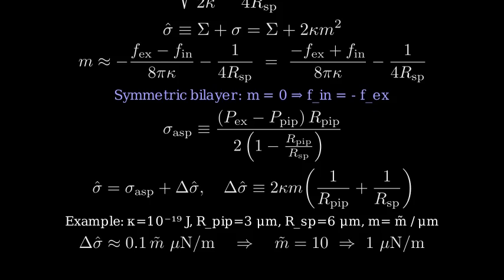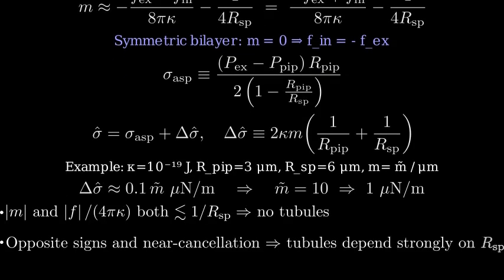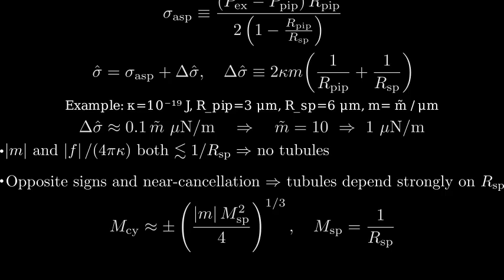All these simple tube expressions require that the magnitude of m sub com is much larger than 1 over r sub sp. This fails in two situations. First, when both the spontaneous curvature and the scaled force are too small compared to 1 over r sub sp, no tubes form. Second, when m and f over 4 pi kappa nearly cancel, tubes can still exist, but their curvature depends strongly on vesicle size. In that cancellation regime, theory predicts the tube mean curvature scales like plus or minus the quantity absolute m times m sub sp squared over 4, to the 1/3.